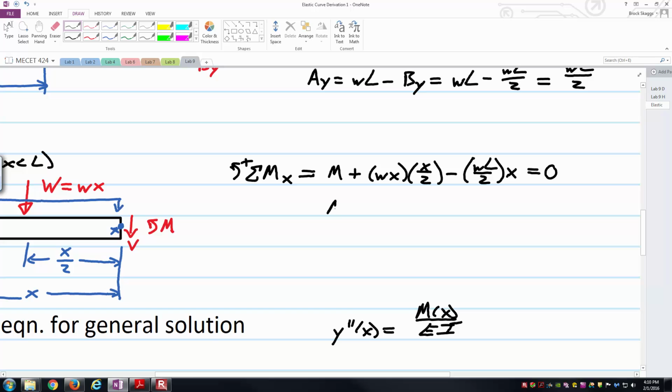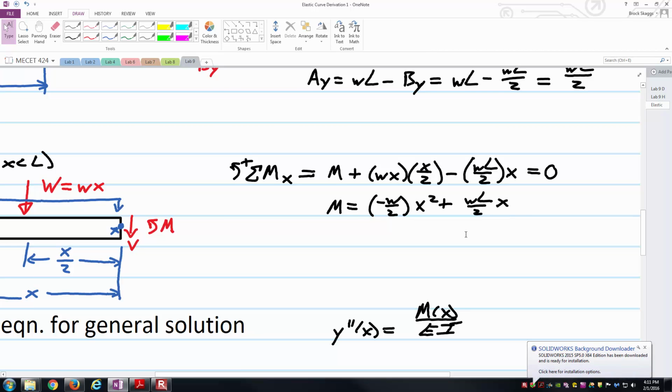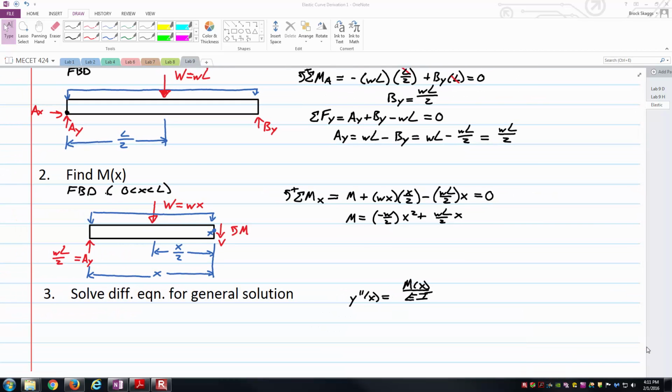And so here I can say m is equal to, I will write it as negative w over 2 times x squared plus wL over 2 times x. I'm just kind of getting the polynomial feel to it, so I have some coefficient times x squared plus some coefficient times x there. And so this equation here is exactly what I was after for step 2.